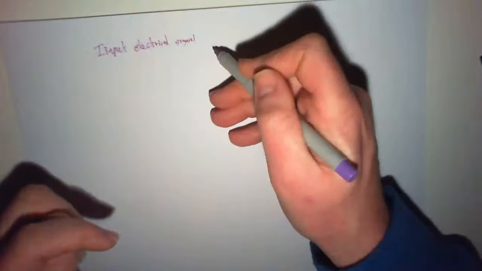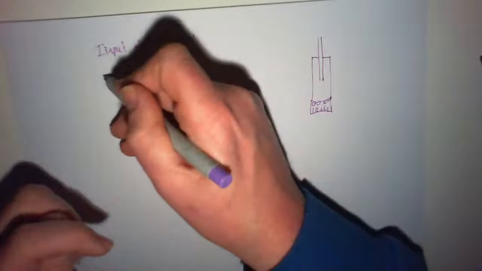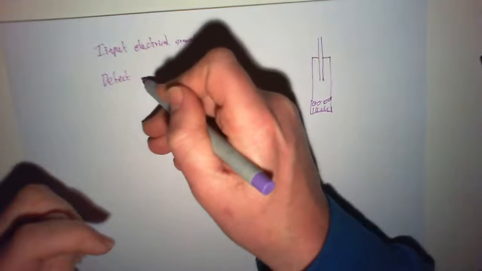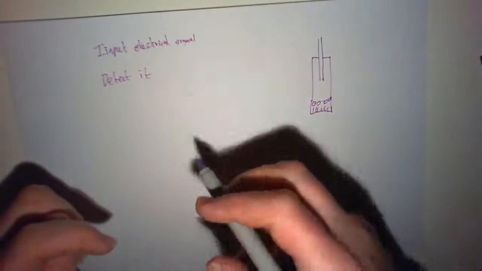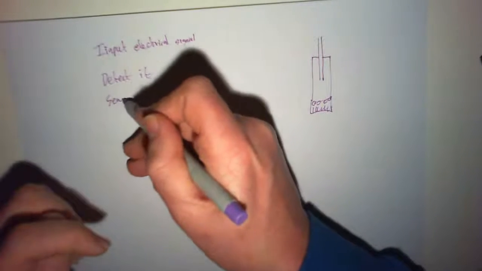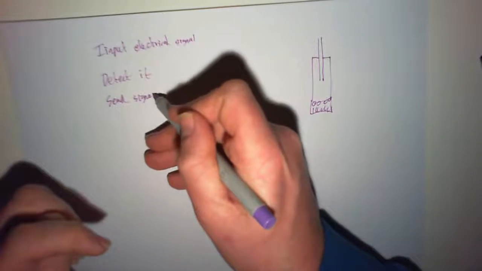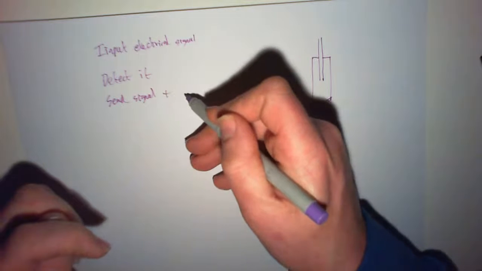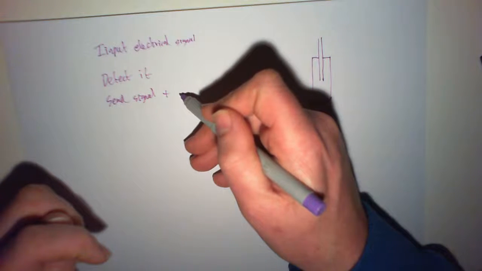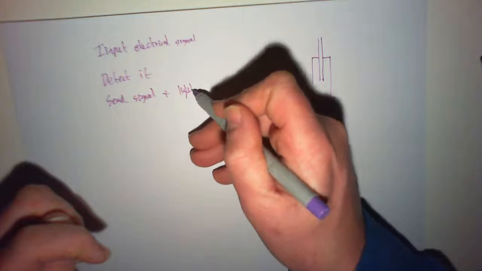Okay, so we're going to input an electrical signal, and we're going to detect it. Okay, what are we going to do? We're going to send a signal, and at the same time, we're going to light a light.